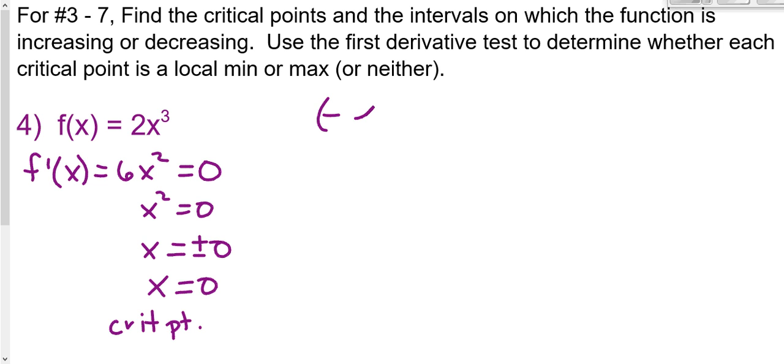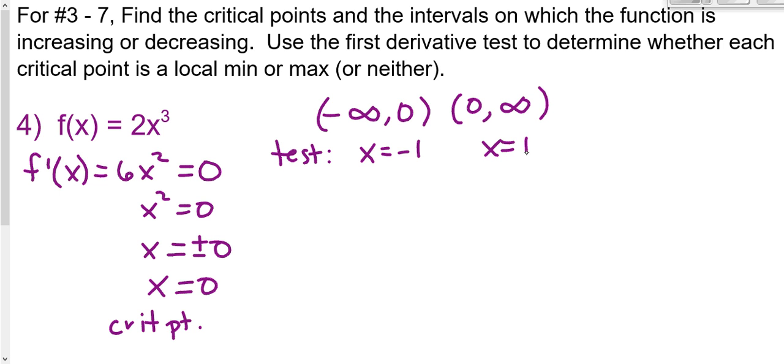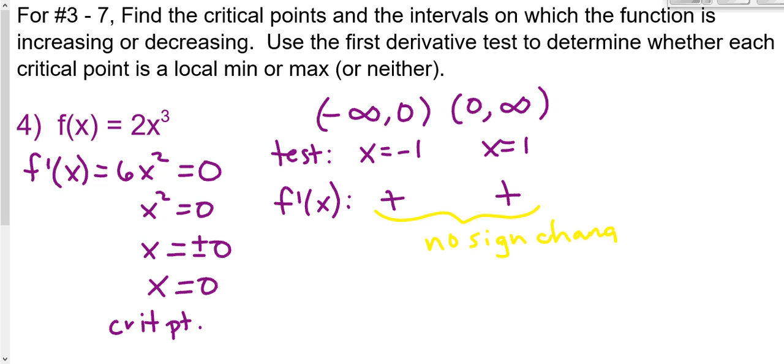Now we make intervals. So we have the interval from negative infinity to 0 and the interval from 0 to infinity. Now we want to know what the derivative is doing in each interval. So let's pick a number in each interval. Suppose we pick x equals negative 1 and we pick x equals 1. Now we're going to see what the derivative is doing. So if we plug negative 1 into the derivative, we have negative 1 squared, which is 1, times 6, which is 6, and that's positive. If we plug positive 1 into the derivative, we have positive 1 squared, which is 1, times 6, which is 6, and that's positive. So notice there is no sign change. No sign change. So what's the function doing?